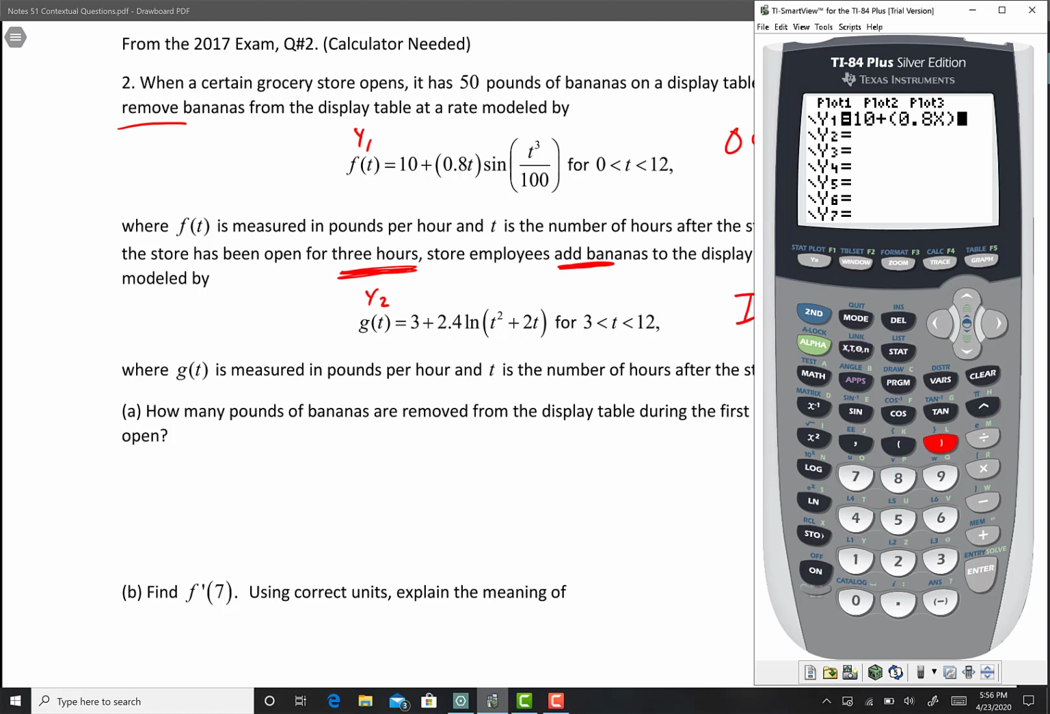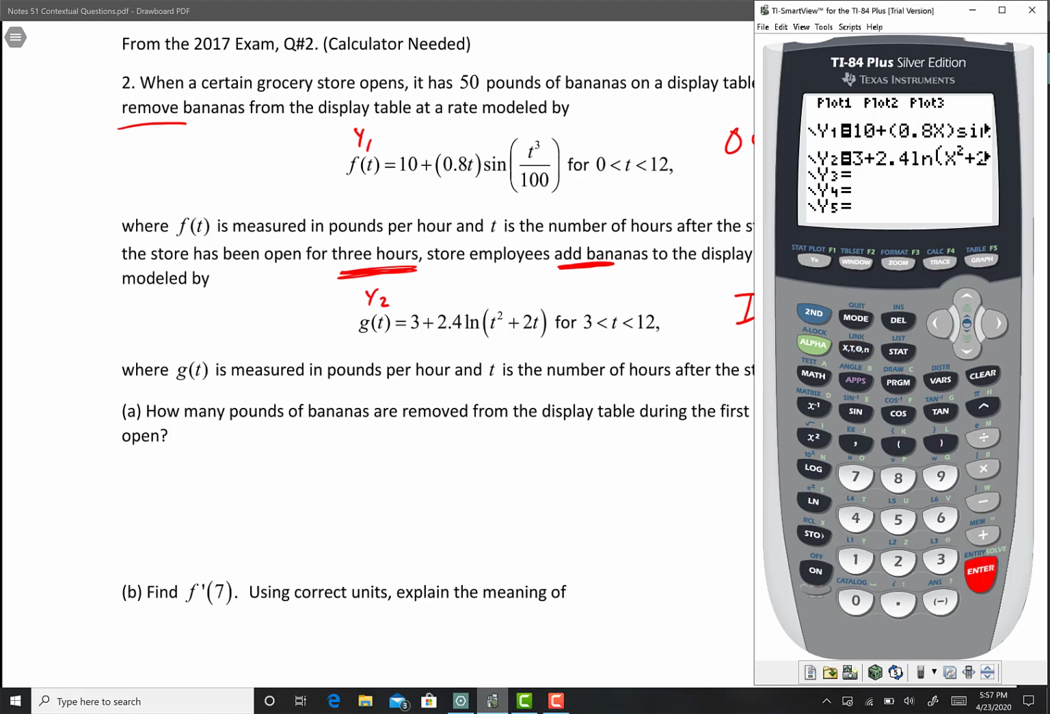0.8. I guess let me put the 0 in there if I said exactly, and then put an X in there, close that, put sine, and then alpha Y equals, enter, so you can get the little fraction, X cubed, so X to the power 3, X cubed over 100, and then close that up right there, and I'm going to push enter, and I'm going to type in the other one in Y2, 3 plus 2.4 ln, and then let's see, x squared plus 2x, x squared plus 2x. Close it, and I think we're good.